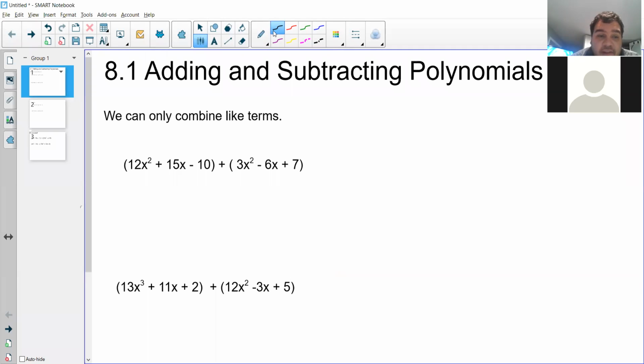So let's add and subtract polynomials. That is the title of today's notes. Put that down along with these two problems.